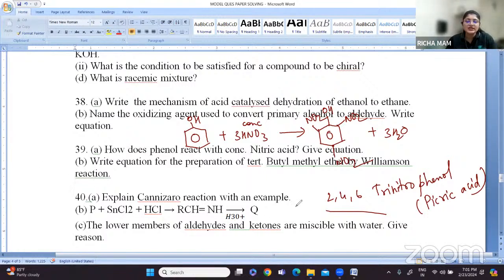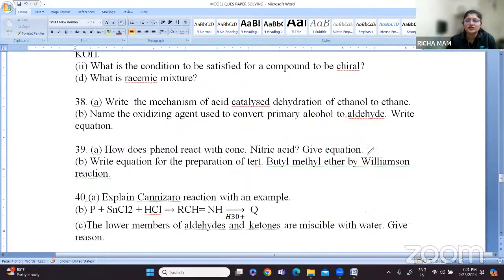Okay, so this is 3 plus 2 marks. Here again, it is 3 plus 2 marks. This is for 3 marks and this is for 2 marks. Now, how will you prepare tertiary butyl methyl ether by Williamson ether synthesis?